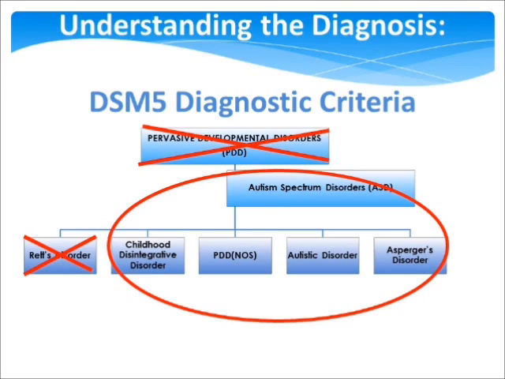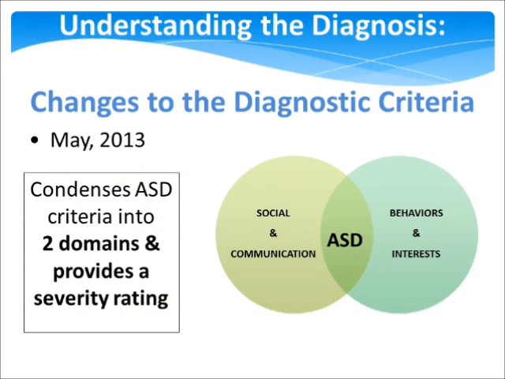ASDs are considered to be represented by a common set of behaviors and, as such, may fall into one diagnostic category with clinical specifiers, such as severity and verbal ability, and associated features, such as components and comorbid disorders. The new proposed diagnostic criterion condenses the three current ASD criteria into two domains that will have accompanying severity levels. These domains are social communication and interaction and behavior and interests.